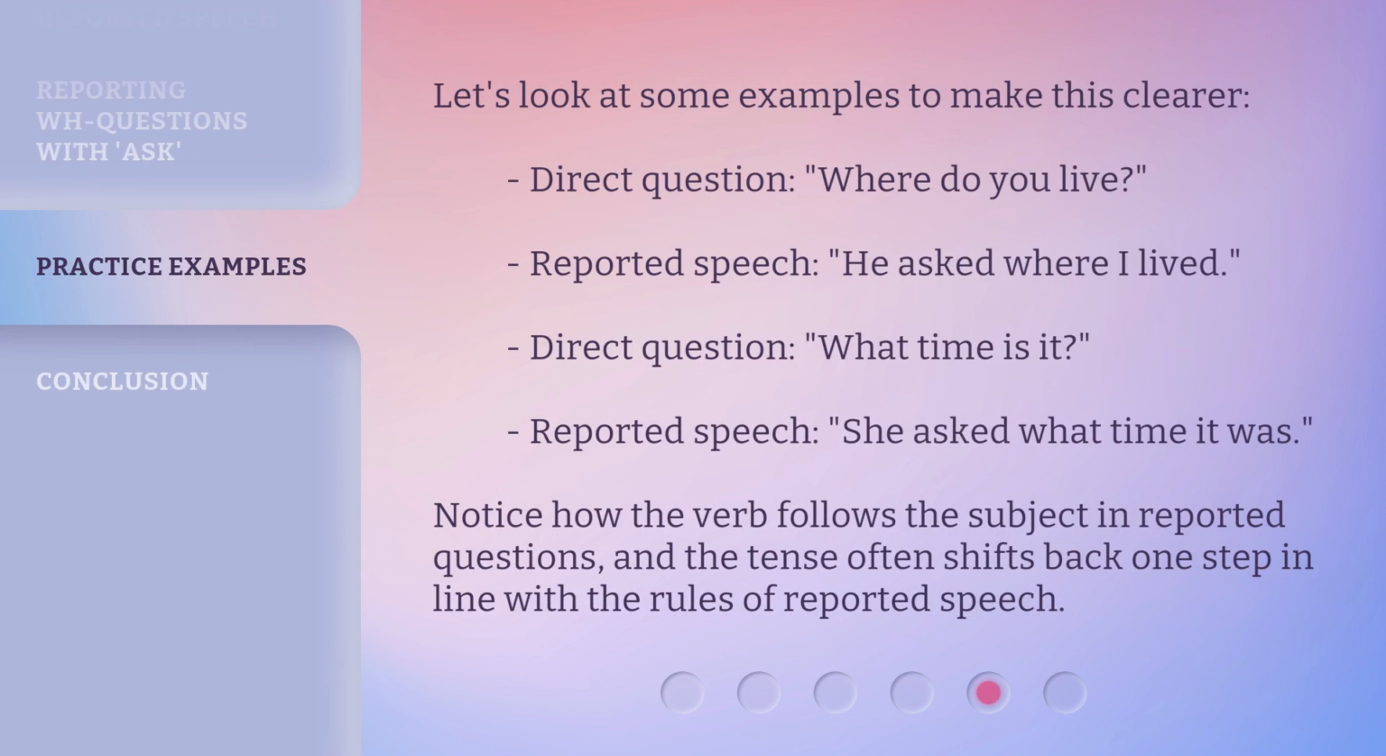Let's look at some examples to make this clearer. Direct question: Where do you live? Reported speech: He asked where I lived. Direct question: What time is it? Reported speech: She asked what time it was. Notice how the verb follows the subject in reported questions, and the tense often shifts back one step in line with the rules of reported speech.